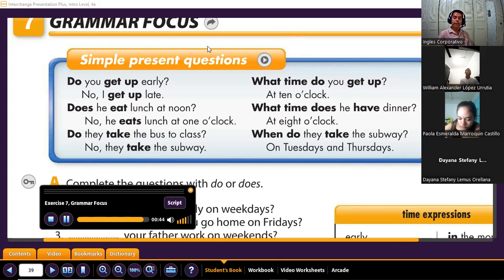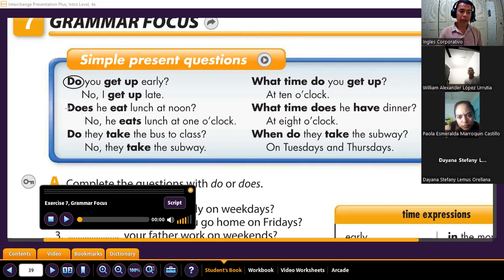Okay, now pay attention, please. Here we have the yes, no question. Notice the structure. Let's go one by one, right? Slowly. First of all, we have the auxiliary, do or does.